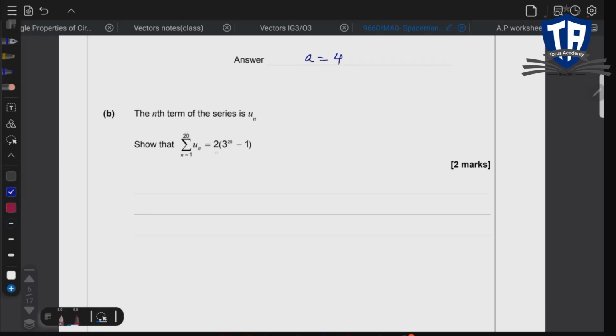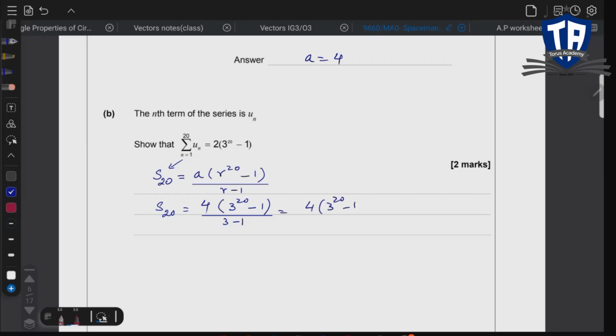Summation suggests that we are taking the sum of the series. N varies from 1 to 20 means we'll take the sum S20. As it is a geometric progression, you can use this formula from the formula booklet. It says a times (r power 20 minus 1) divided by r minus 1. Now we plug in the values of a and r from the previous two parts, which gives the sum of the series: A is 4, the value of r which we found was 3, so 3 power 20 minus 1 divided by 3 minus 1.